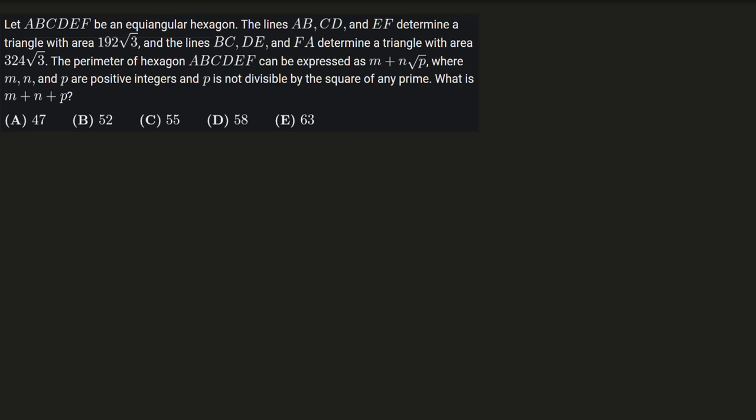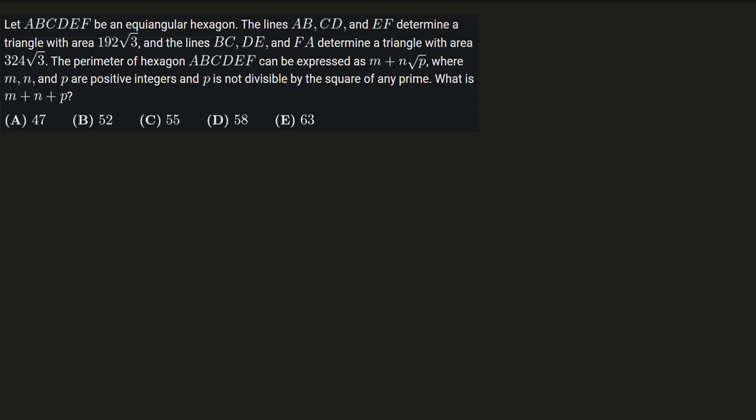Let's look at this problem. Let A, B, C, D, E, F be an equiangular hexagon. The lines AB, CD, and EF determine a triangle with area 192 times square root 3, and the lines BC, DE, FA determine a triangle with area 324 times square root 3.